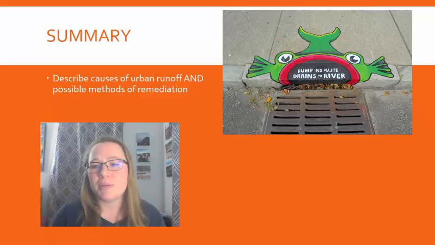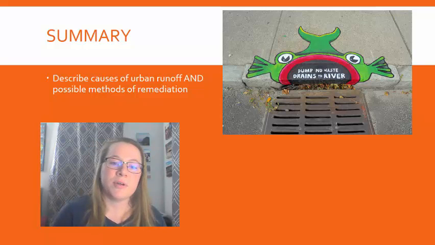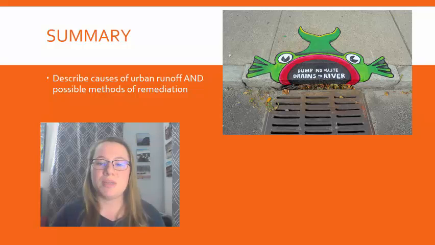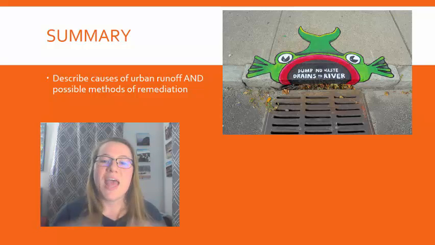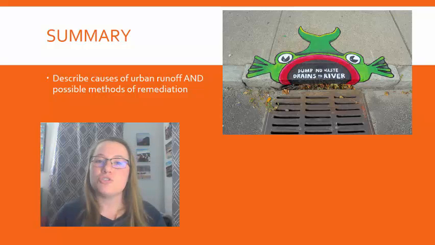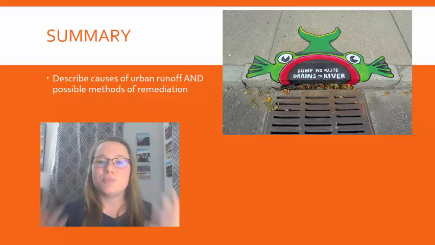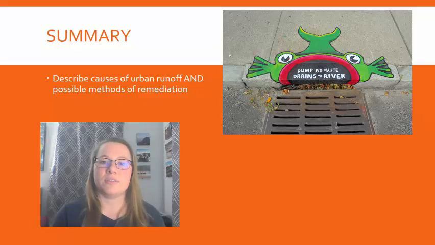Now, in summary, you should be able to describe some of these causes of urban runoff and a few methods to remediate that or reduce the impact. And again, remember, anything that goes down the storm drain is going directly into the waterway. So be mindful of what you see along the sidewalk, pick up litter, and all of that good stuff.